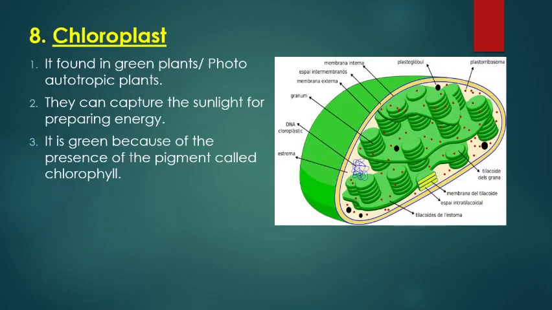Chloroplast. It is found in green plants or photoautotrophic plants. They can capture the sunlight for preparing energy. It is green because of the presence of the pigment called chlorophyll.